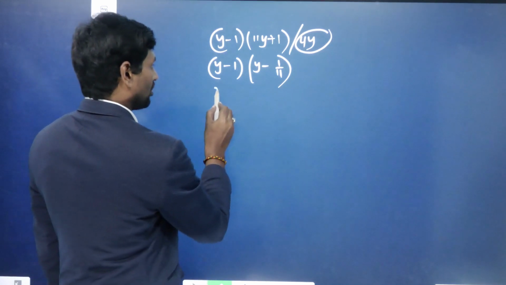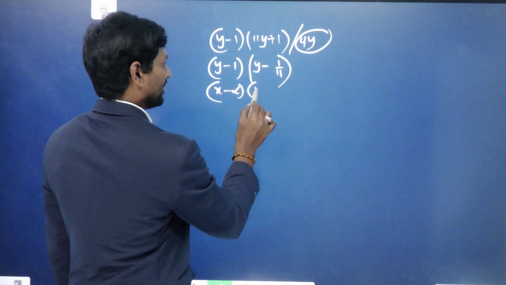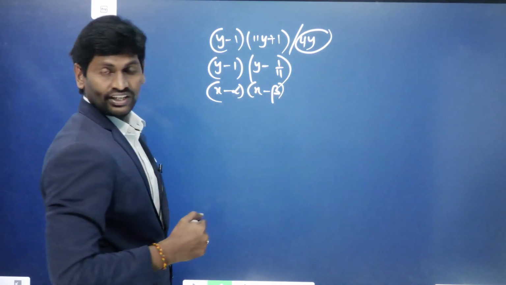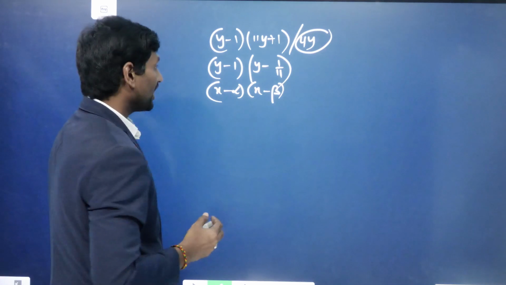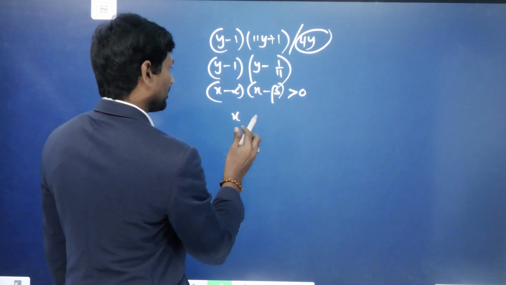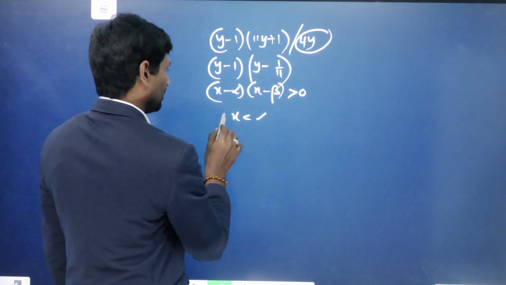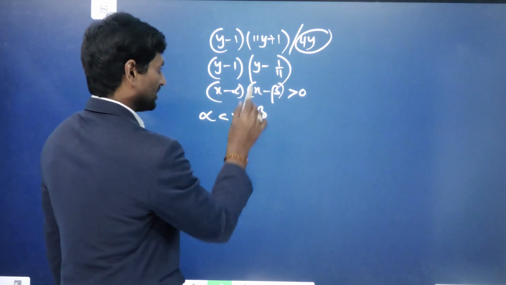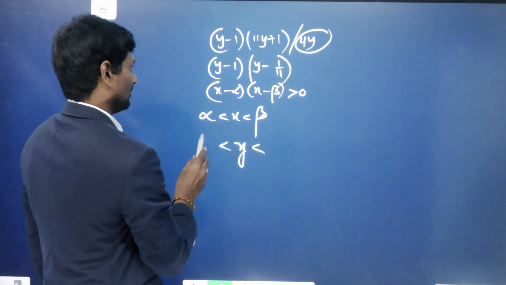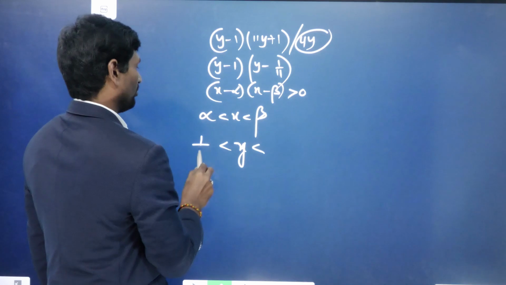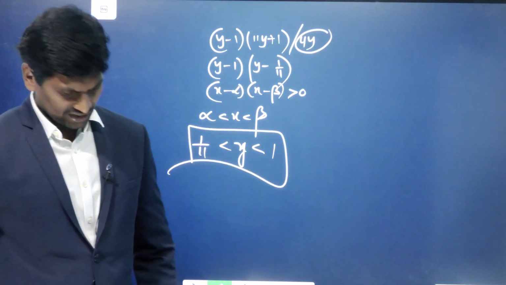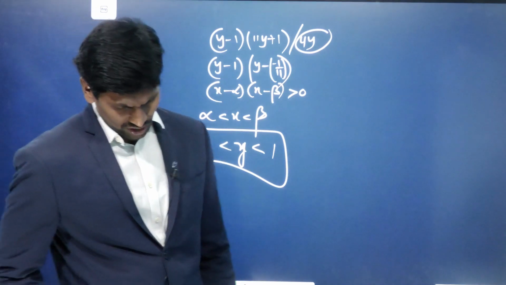That means it is in the form of x minus alpha into x minus beta. Both are positive signs. Then we can take this as greater than 0, which means x lies between, x less than alpha, less than beta. In such a way we can write this y: 1 by 11 and 1. That is our required answer. Check it. Yeah, let us go through the next.